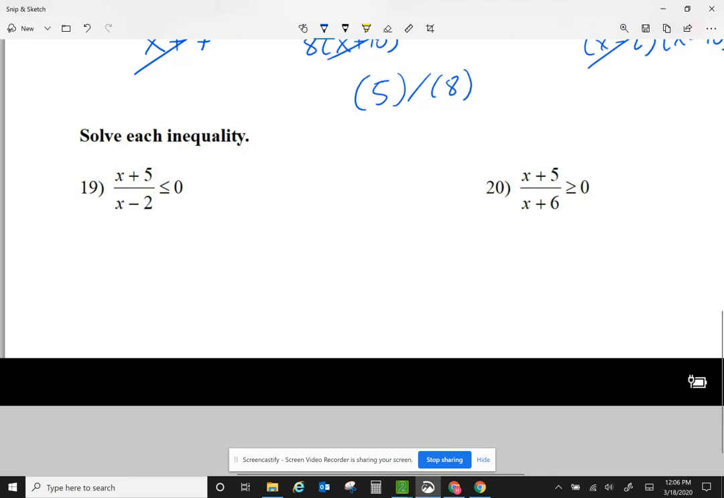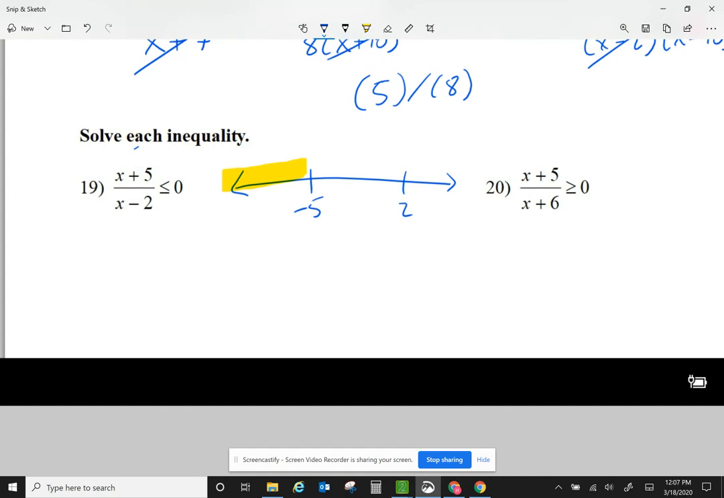All right, let's review inequalities. The value that makes the top equal to 0 is negative 5. The bottom, the value of x that makes the bottom equal to 0 is positive 2. On my number line, I'm checking my 3 sections made by negative 5 and 2. I choose a value from the first section.